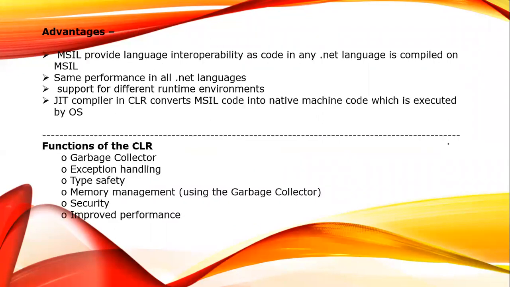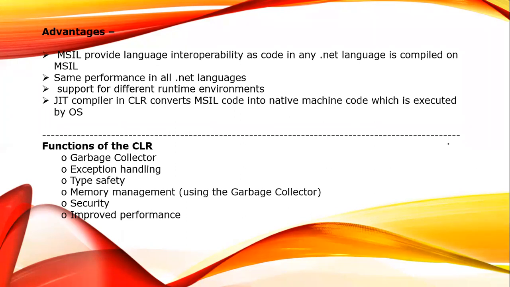Okay. Advantages MSIL provides. MSIL provides language interoperability, as code in any .NET language is compiled to MSIL. So whatever you are using in .NET language specification or the .NET framework is basically based on MSIL. Then there is similar performance in all .NET languages, and support for different runtime environments. JIT is a very common compiler, which we also see in Java, the just-in-time compiler. In the CLR, it converts MSIL code into native machine code, which is executed by the OS.